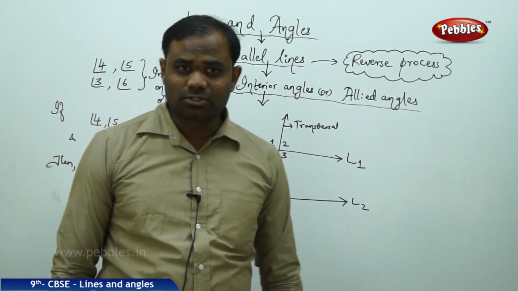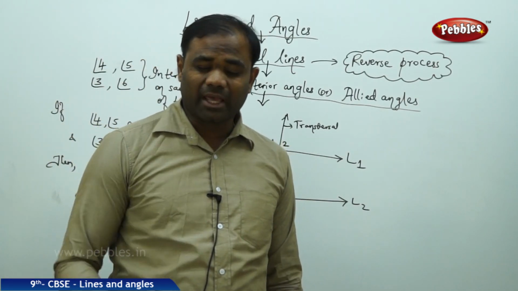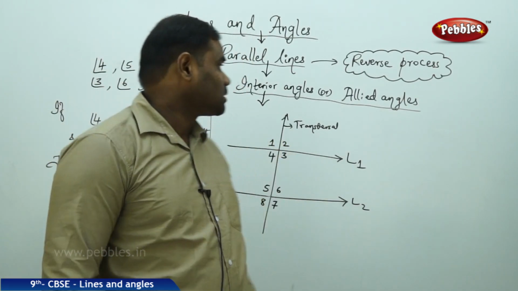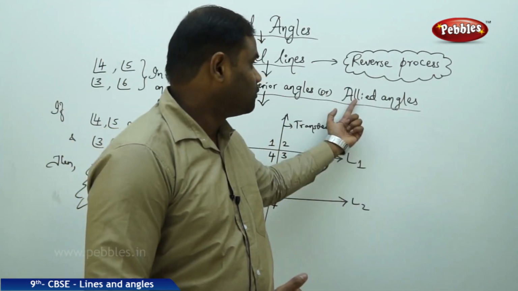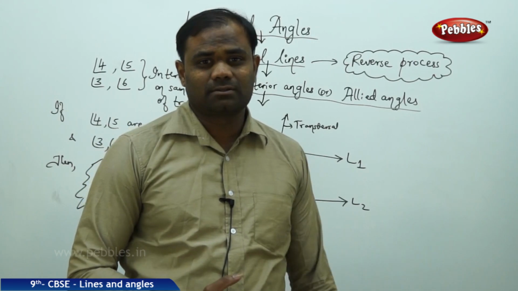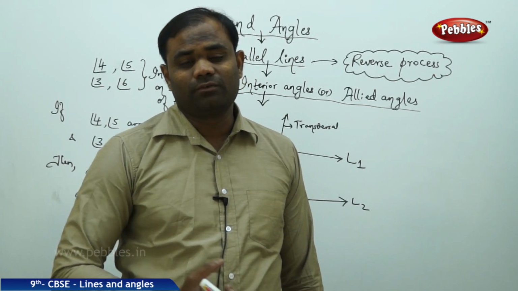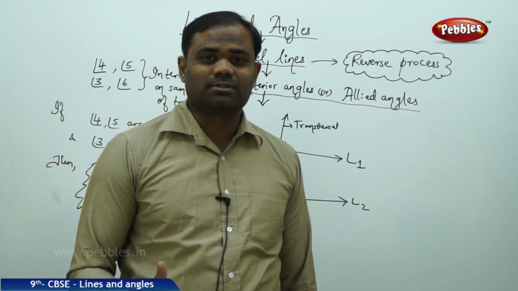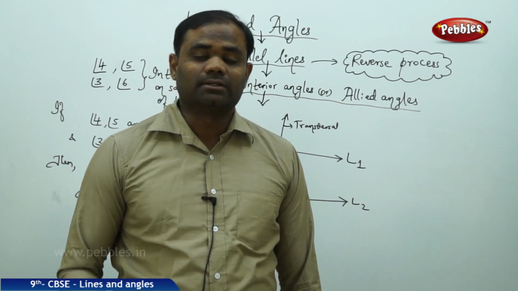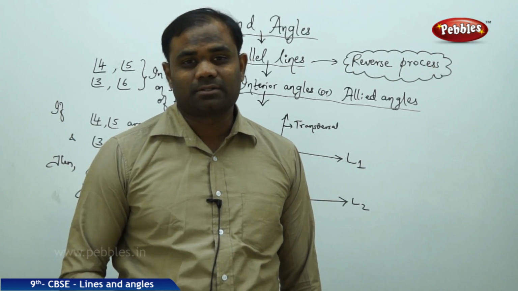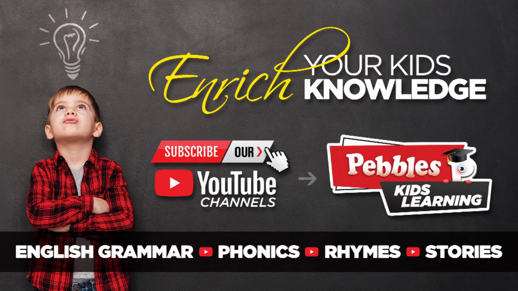So the reverse process holds for corresponding angles, alternate angles and interior angles on the same side of the transversal, that is, for allied angles. This is how we understand the reverse process being true for all the three connected angles for the parallel lines L1 and L2.